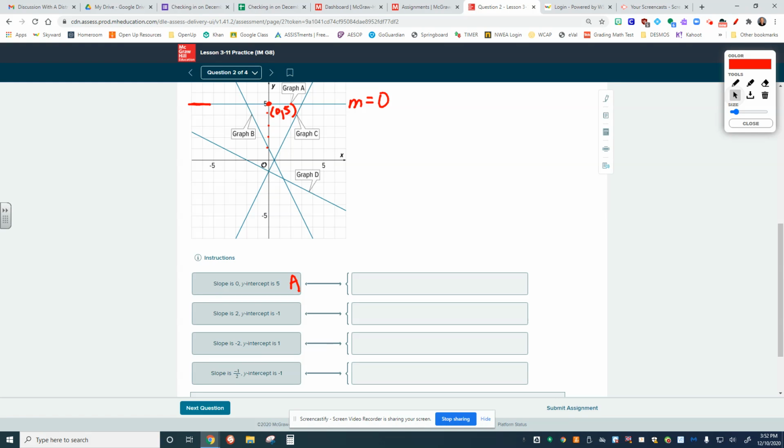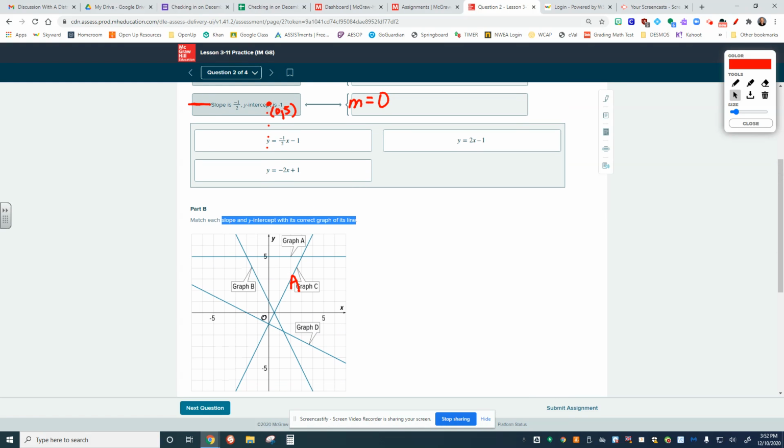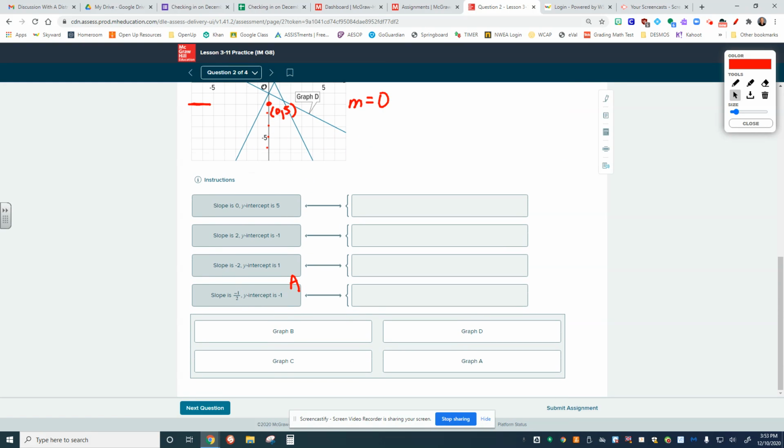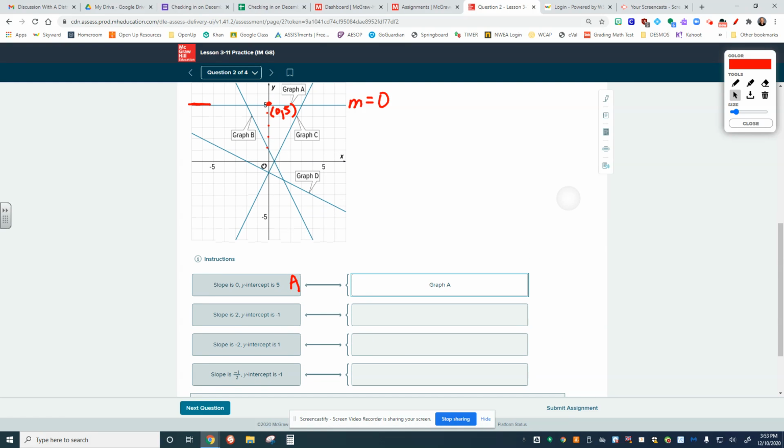So coming down, working off of my other stuff, I want to look down here at the options. I want to find graph A, and I want to drag it right here to match that, recognizing that graph A has a slope of 0, as we see right here, and a y-intercept of (0, 5), so that one must match.